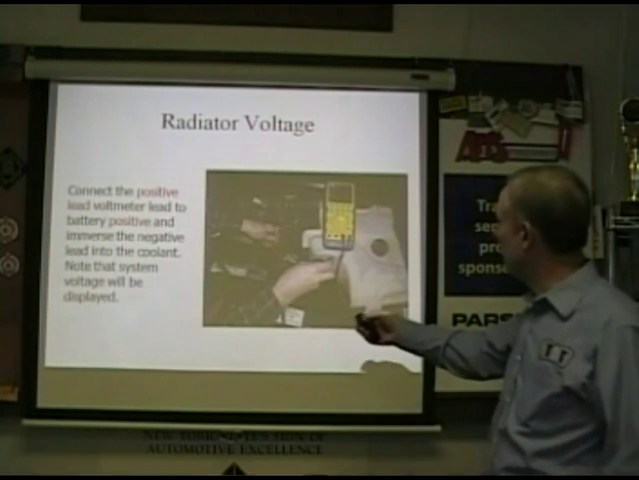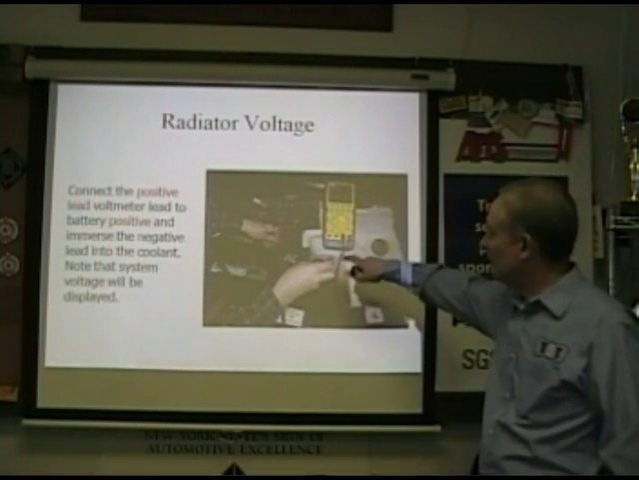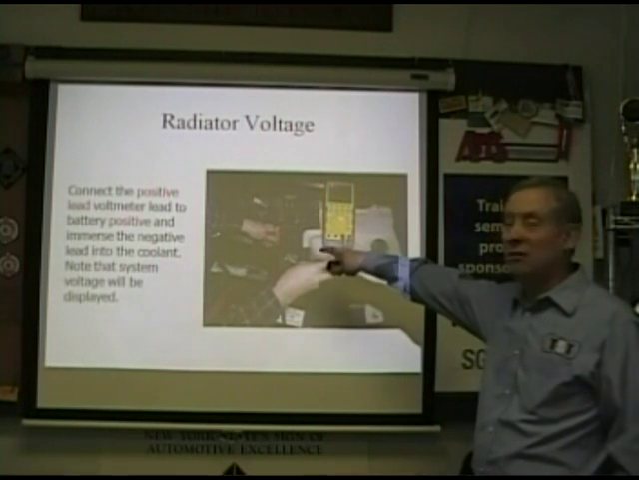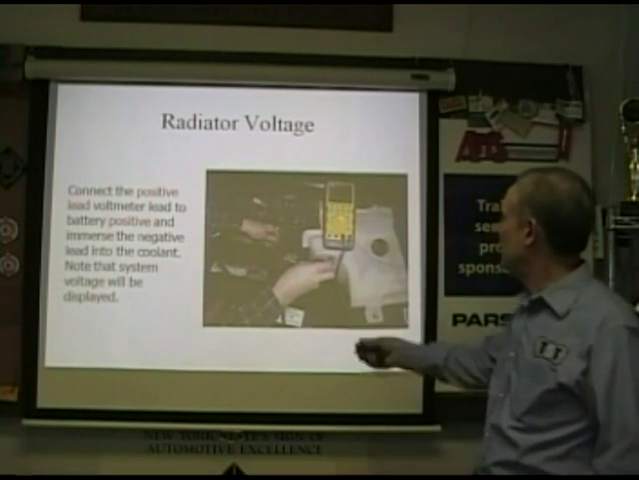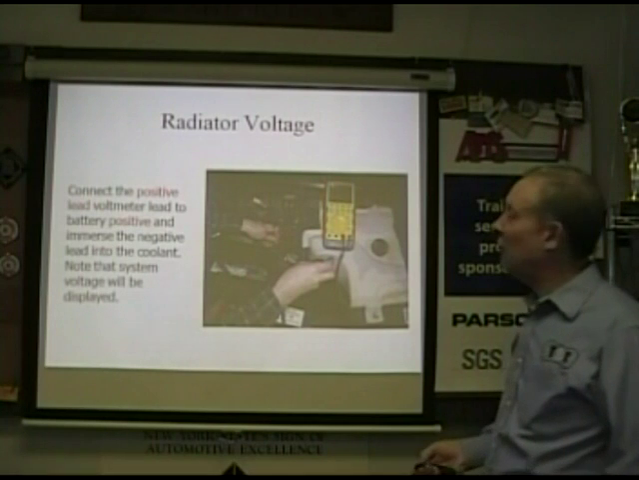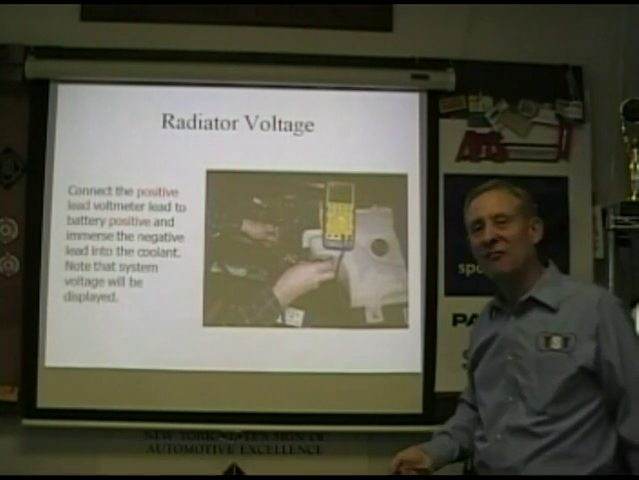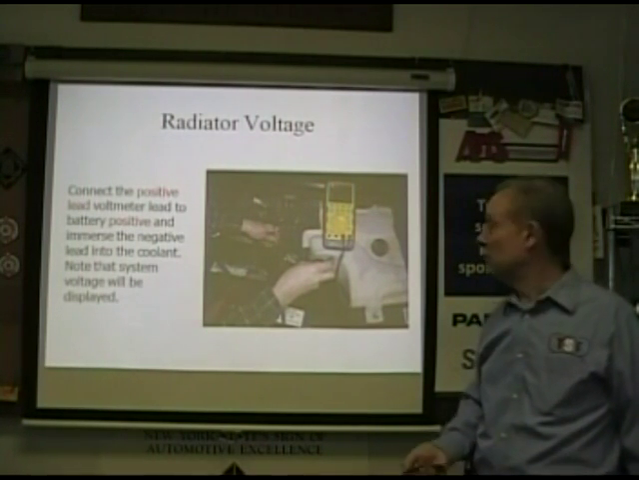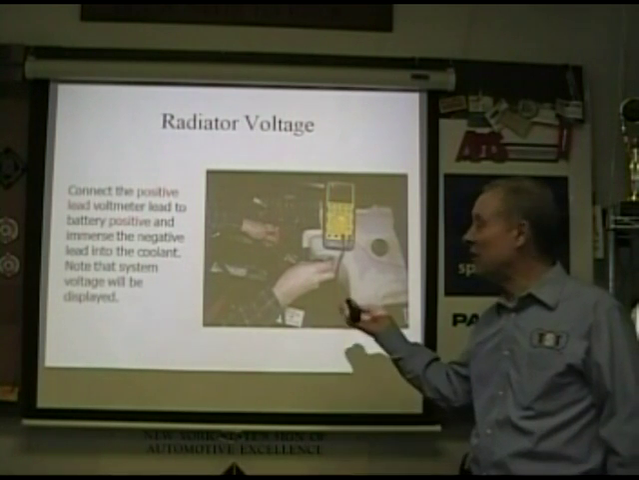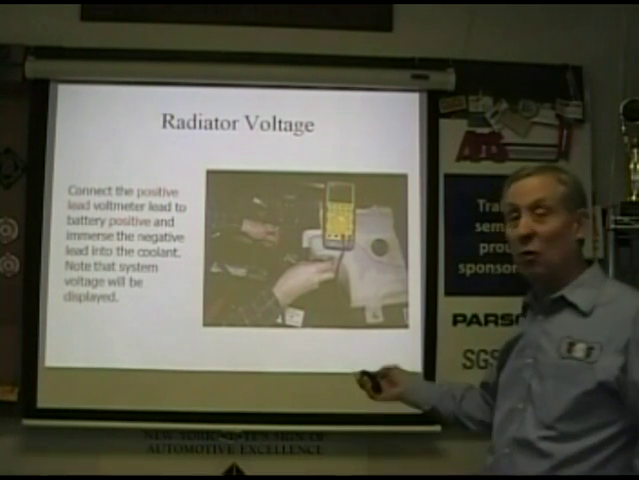All right, here we have them reversed. I have the black lead in the radiator. I have the red lead on battery positive, and we have 12.373 volts. We have most of system voltage reading here. This is an invalid test. So that's important. That's normal.